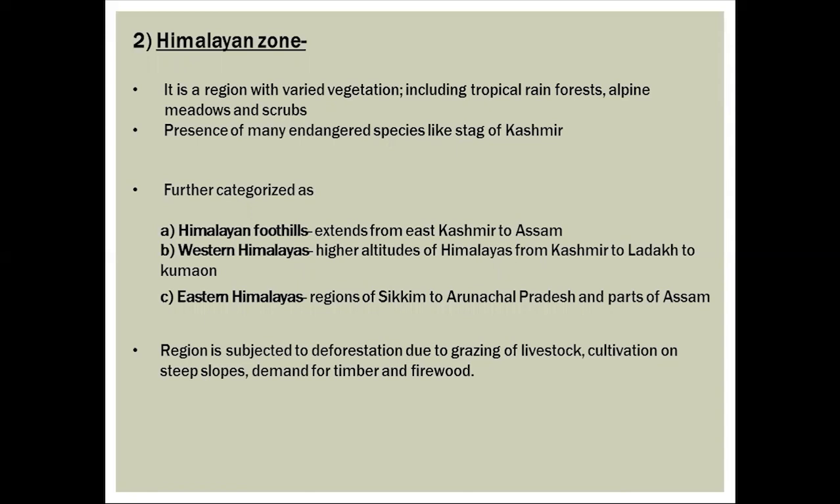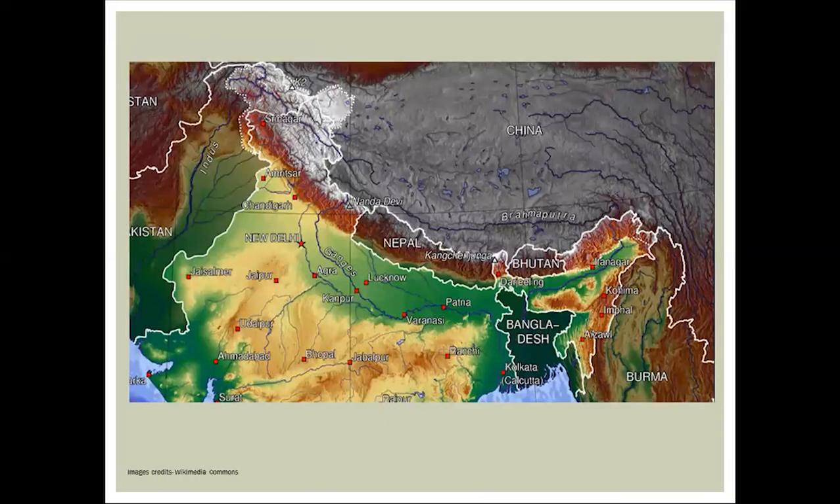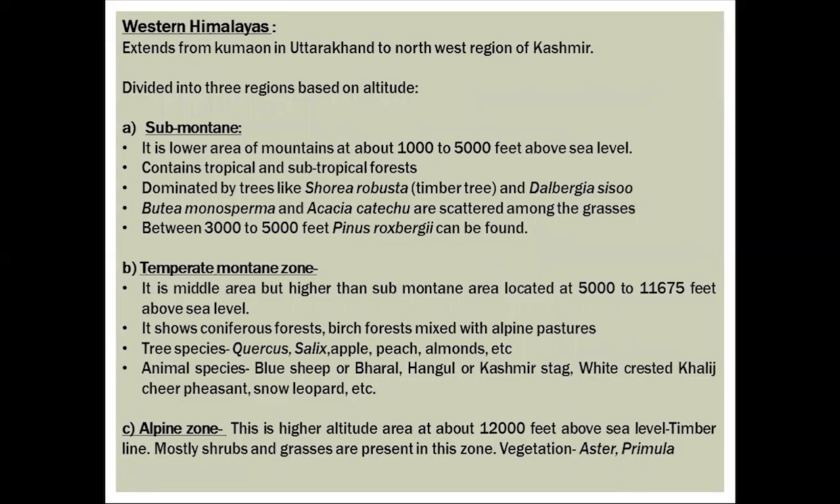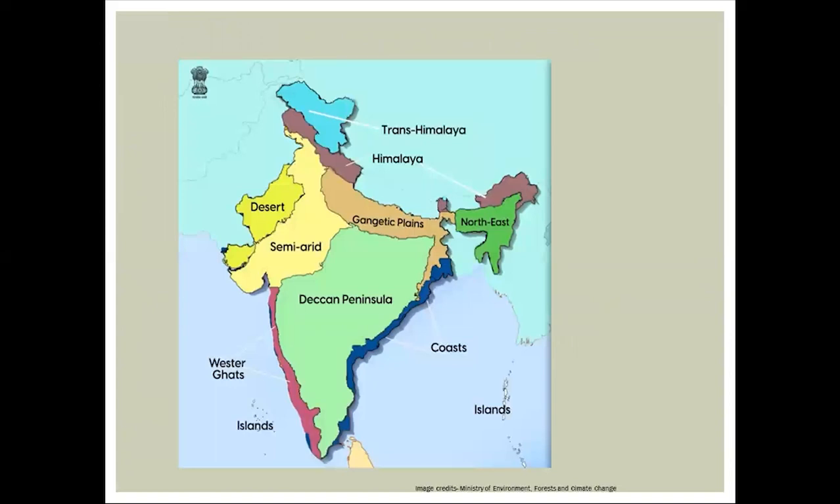Western Himalayas cover the region of Kashmir to Ladakh to Kumaon in Uttarakhand, and Eastern Himalayas, Sikkim and Arunachal Pradesh, and parts of Assam. Now, Western Himalayas, on the basis of altitude, are classified into submontane, temperate montane, and alpine zone. The submontane part has the tropical and subtropical forests, whereas the temperate montane has the coniferous forest, and the alpine zone has the grasses and shrubs. If you remember, the blue sheep and Kashmir stag can be found in the temperate zone.